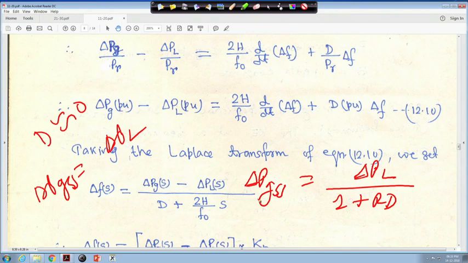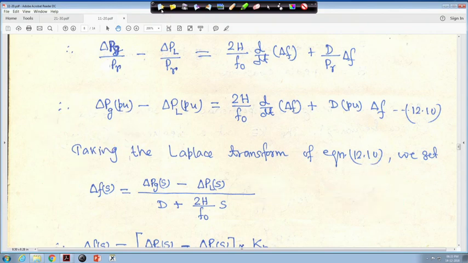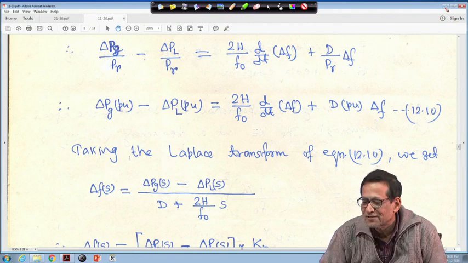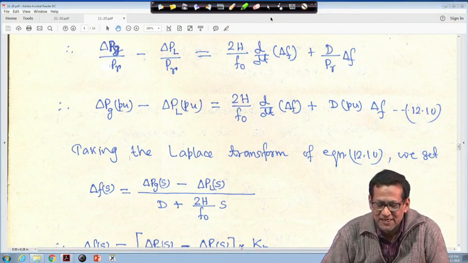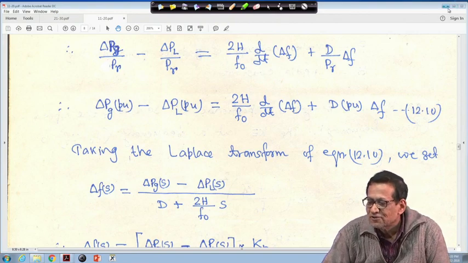Generation will never match exactly to delta PL, it will be very less, maybe 1%, 2%, not more than that, because the load is sensitive to the frequency deviation. That is why this term has come. If you simulate it, you can easily verify this. So, we will go back to that composite characteristic. Just hold on.